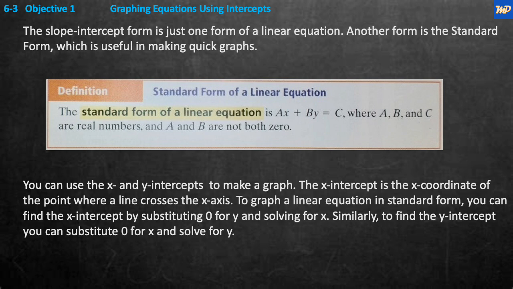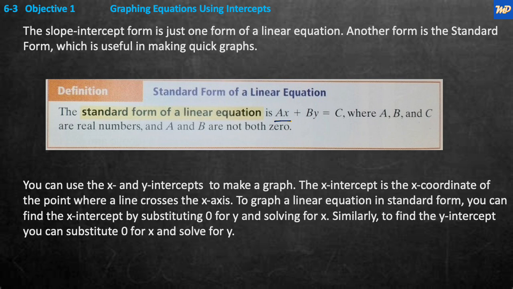Okay, objective 1, graphing equations using intercepts. The slope-intercept form is just one form of a linear equation. Another form is the standard form, which is useful for making quick graphs. Okay, the definition here, it says, the standard form of a linear equation is ax plus by, right here, see the ax? Let me change colors.